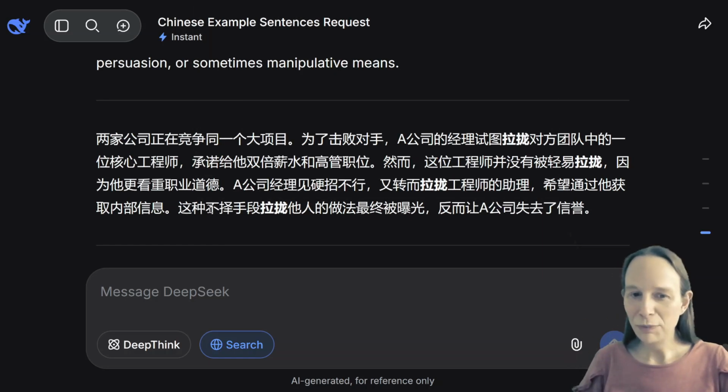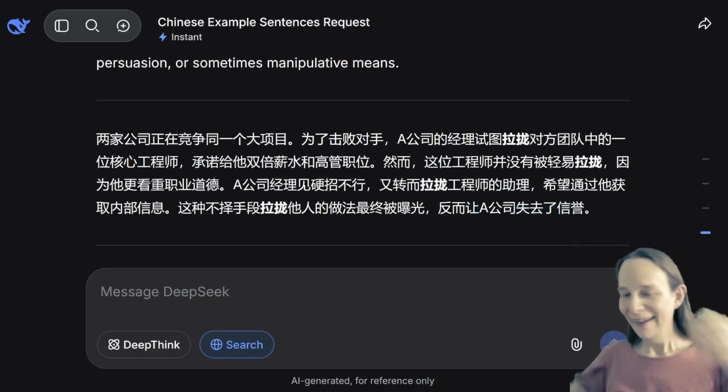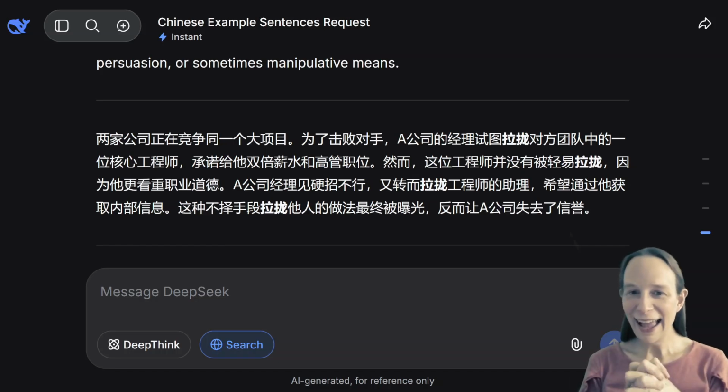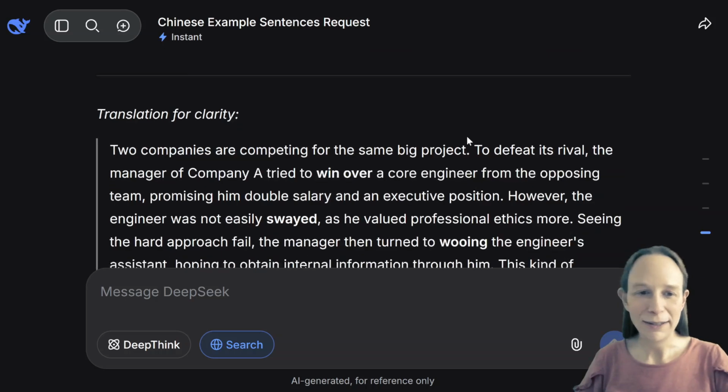Okay. 这种不择手段拉拢他人的做法最终被曝光。It's been exposed. 反而让 A 公司失去了信誉。Alright, so the shenanigans were exposed and company A thereby lost credibility. Alright, so this is 拉拢.